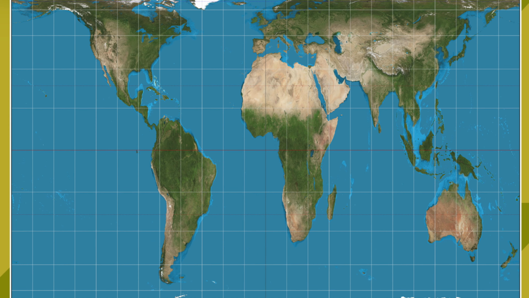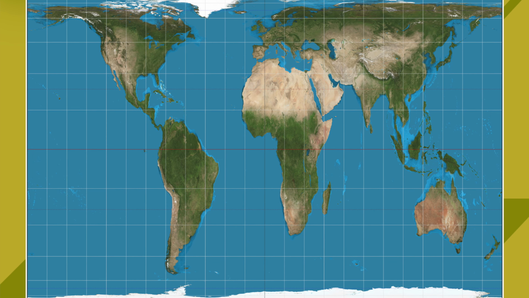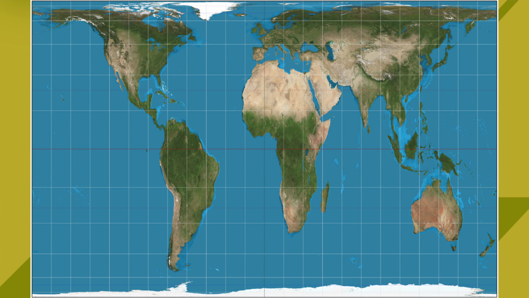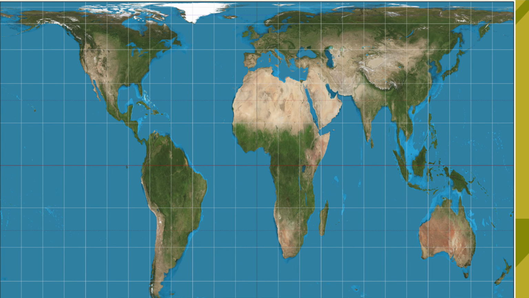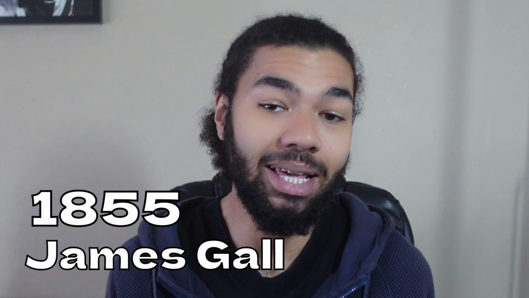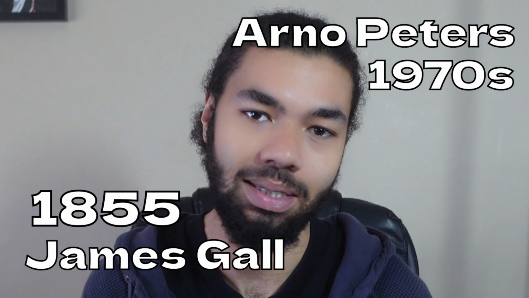But straight away, we can see the differences. Africa is huge. Just look how small Europe and the USA are in comparison, even to South America. Suddenly, this starts to make a lot more sense. And just look how much further north Europe is. The Gall-Peters projection was originally developed in 1855, but didn't really gain much traction until it was revived by journalist Arno Peters in the early 1970s.